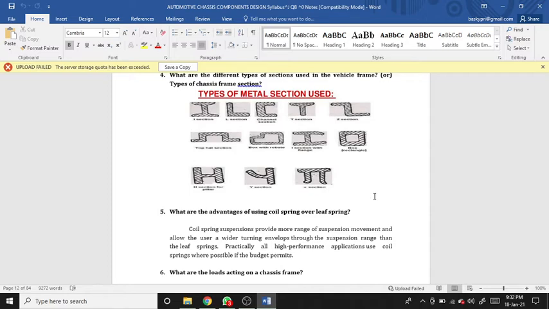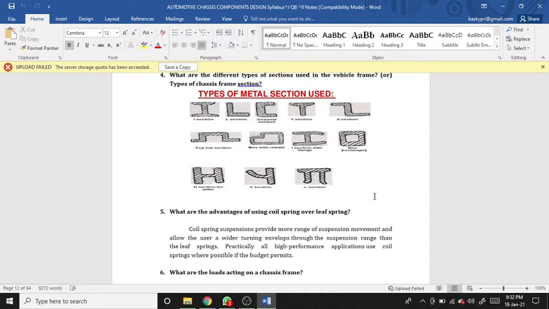Okay, so the image is showing a cross sectional view of automobile chassis frame. Okay, so each and every section has both advantages as well as disadvantages based upon the load condition. Similarly, based on the application, we choose the appropriate section of automobile chassis frame.